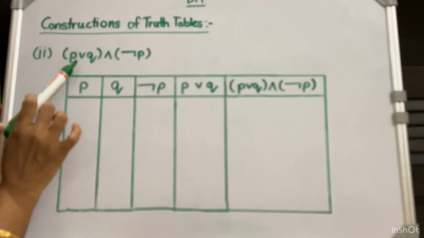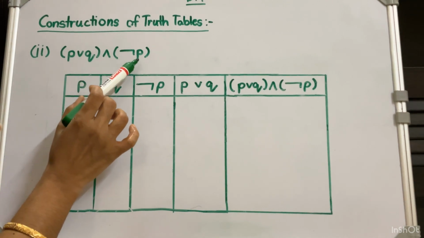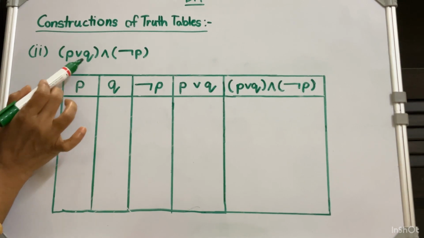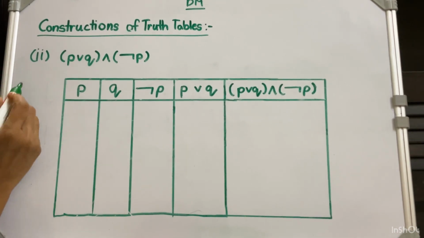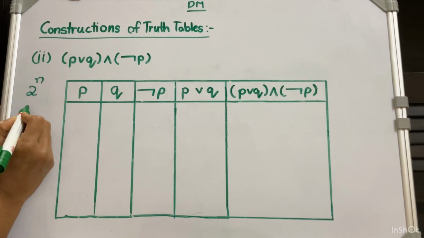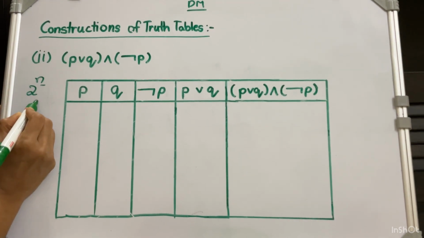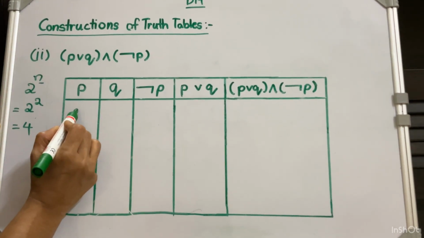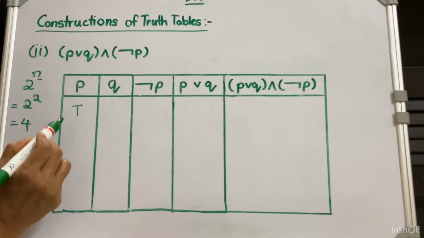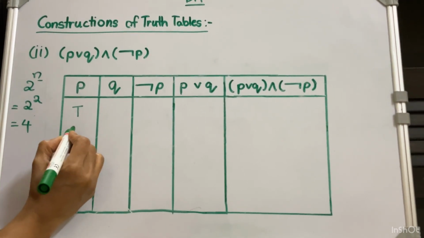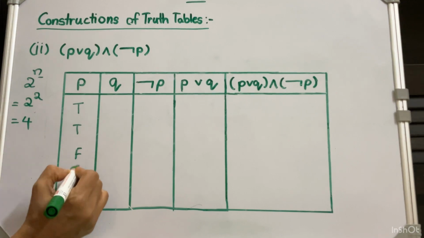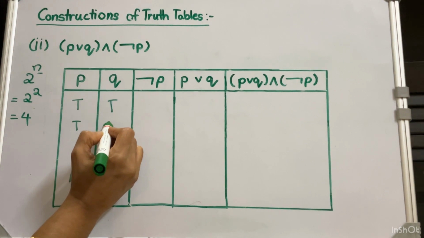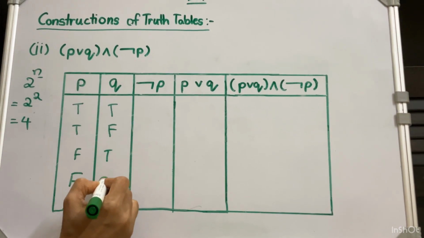Second example: P or Q and negation P. Here only 2 statements are present in this compound proposition, P and Q. So 2 to the power of n, where n is the number of statements, 2. So overall 4 will be the truth values in the given truth table. In the first column we have P. Write 2 T's then 2 F's. In the second column write 1 T then F, T, F, alternating.